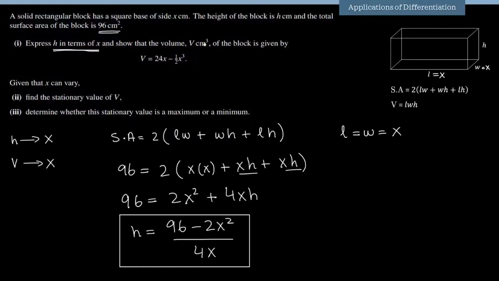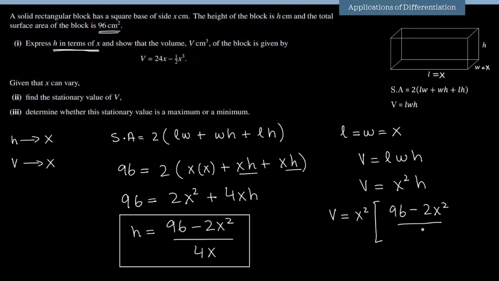Now I need to show that the volume is given by this equation. The formula for volume is length times width times height. So volume is equal to length times width times height. Length and width are x, so volume is equal to x squared times height. The volume right now is in terms of both x and h, but I need to show volume in terms of x only. And I already formed an equation of h in terms of x. So I'm going to replace h by this equation. So volume is going to be equal to x squared times (96 - 2x squared) divided by 4x.